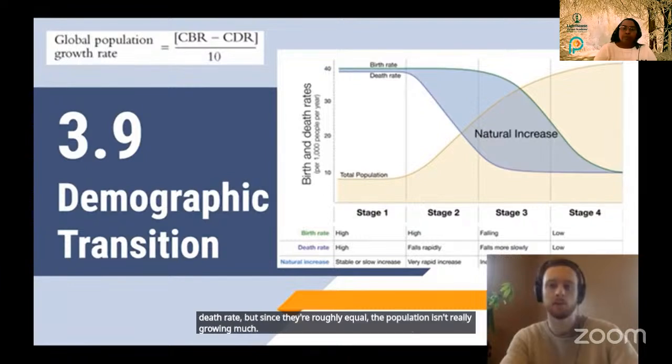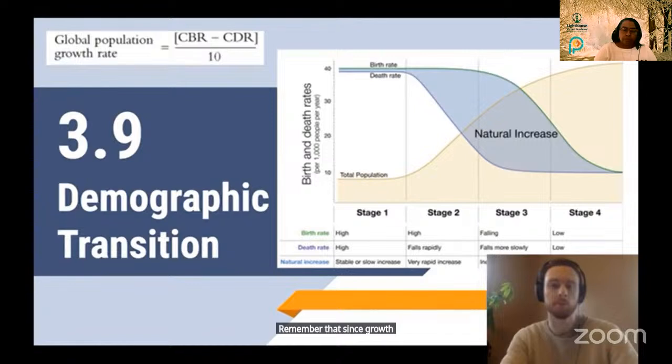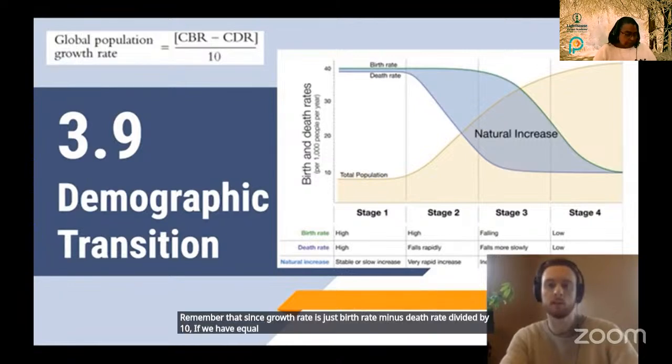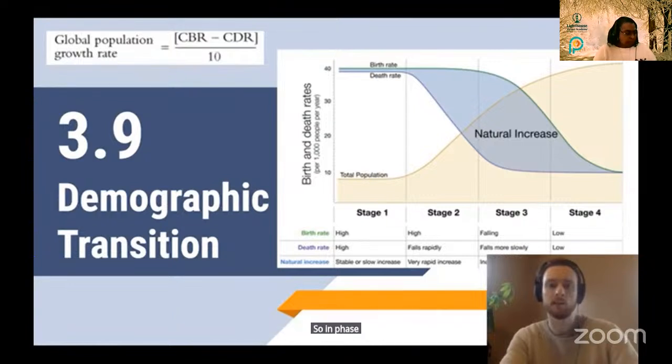Remember that since growth rate is just birth rate minus death rate divided by 10, if we have equal birth rates and death rates, we're going to basically have 0 growth. So in phase 2, the country becomes more developed, so it has more access to clean water and healthcare. This causes death rate to decrease, but birth rate remains high, so the population grows.